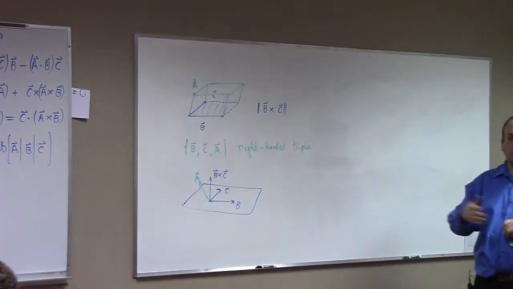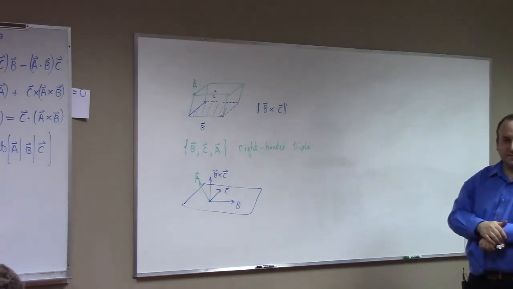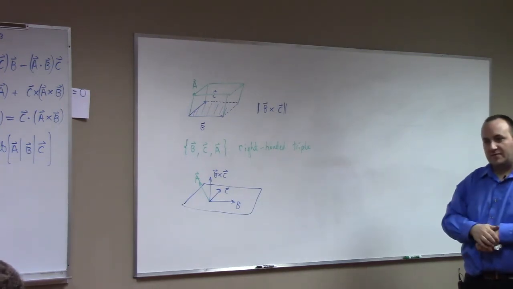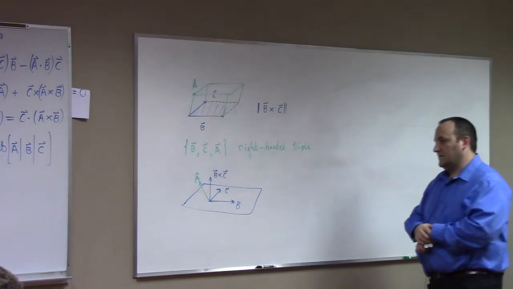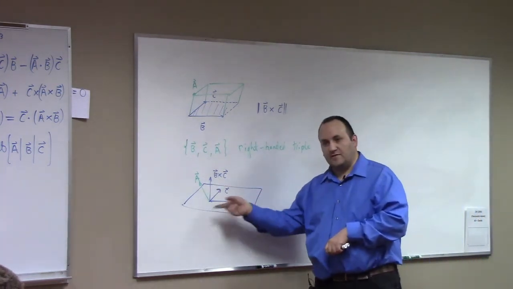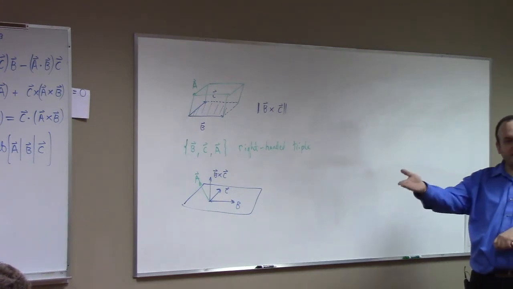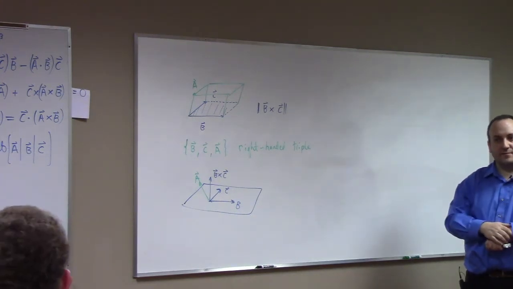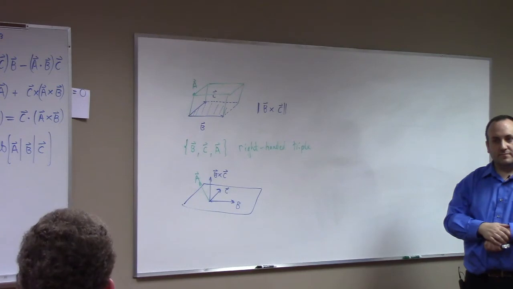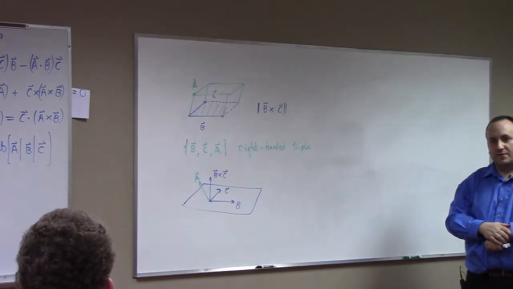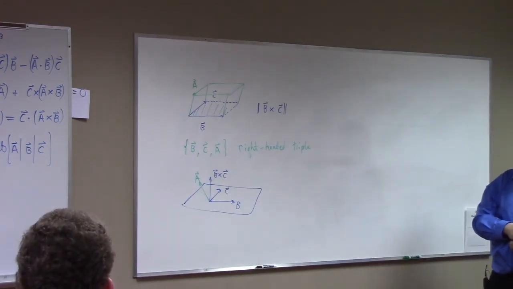It's a right-handed triple if the triple product is positive. It's a left-handed triple if the triple product is negative. That just means that the vector A is on the opposite side of that plane from B cross C. For example, x hat, y hat, z hat is a right-handed triple. You want a right-handed triple for your usual coordinate systems. That's what we're familiar with.